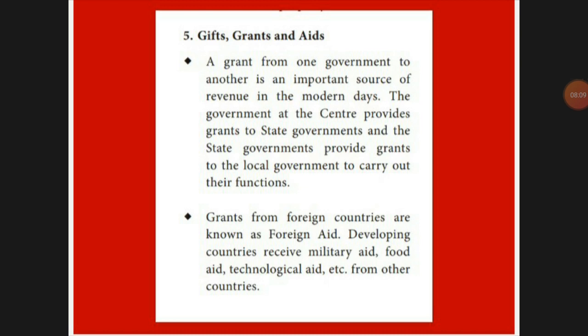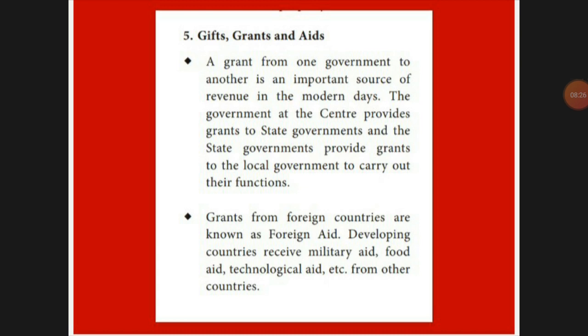Next example, if it's from the foreign, if you are getting aid, development aid, military aid, food aid or technology aid, that also can be treated as gift or aid.